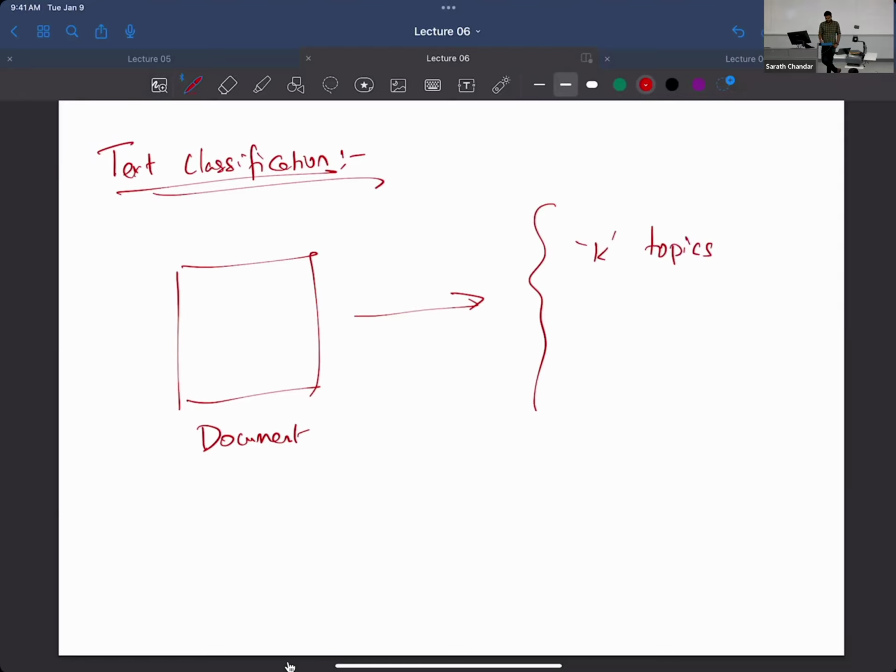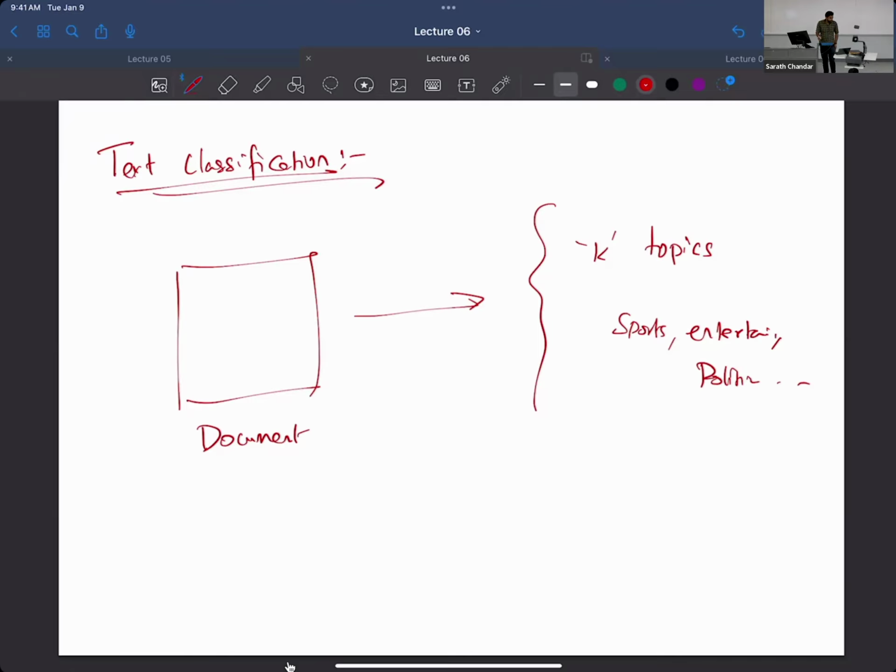For example, sports, entertainment, politics, etc. Maybe you give us a news article, and we are interested in classifying this article into either sports or politics or entertainment or science, etc. So this is the task.